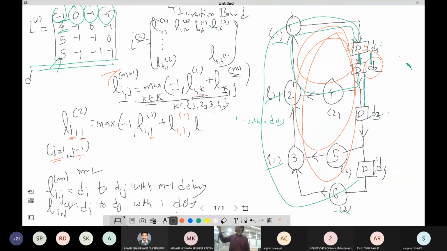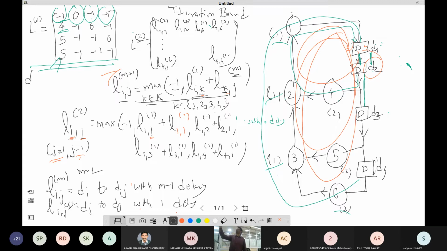Then what is the second? L1,2,1 plus L2,1,1. L1,3,1 plus L3,1,1. L1,4,1 plus L4,1.